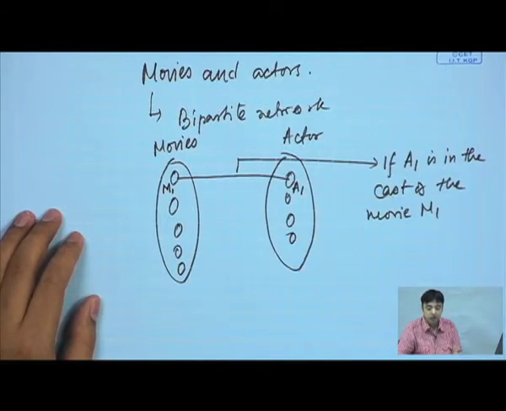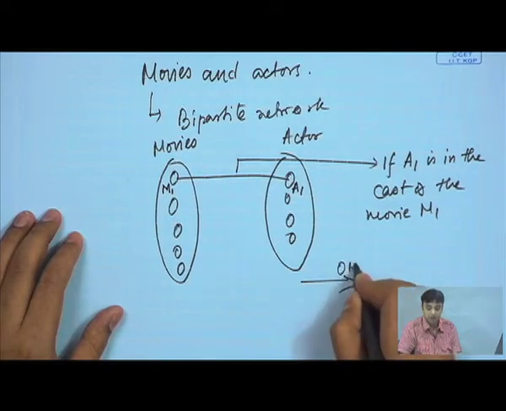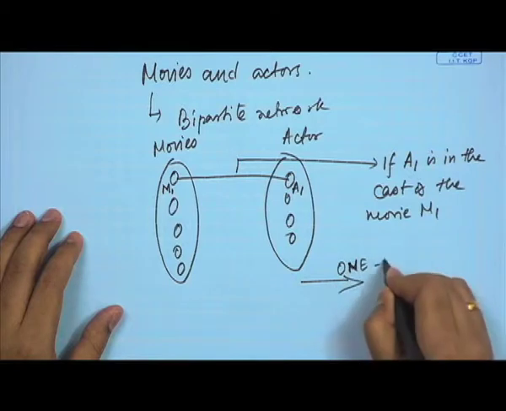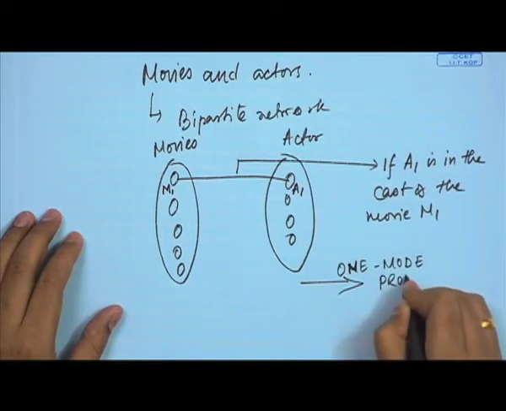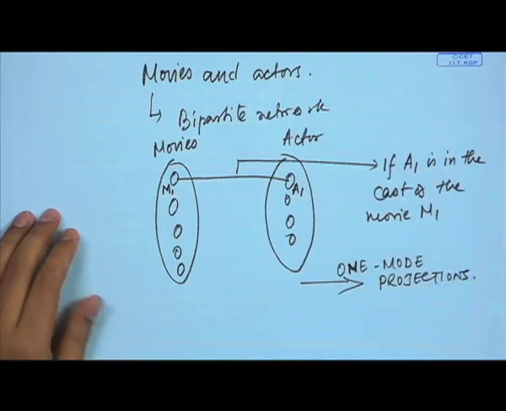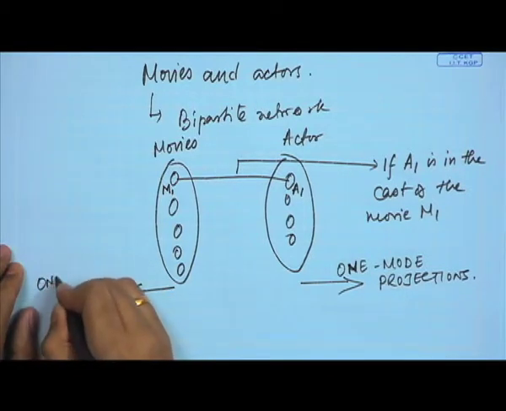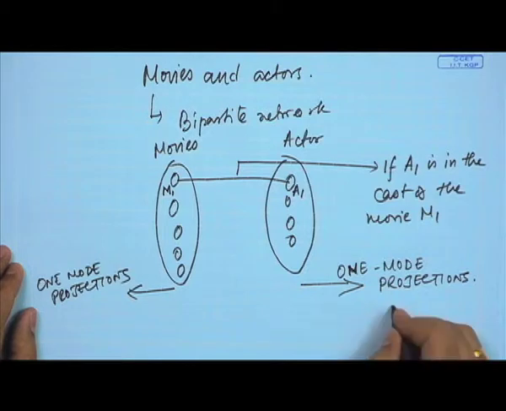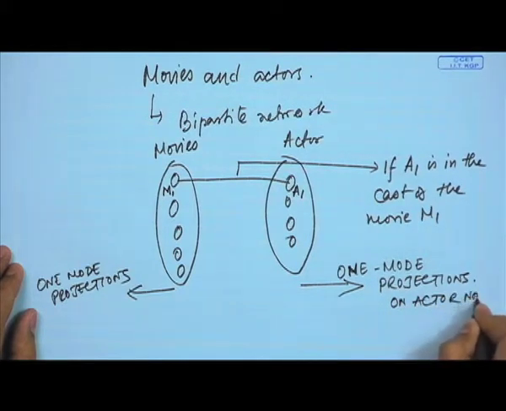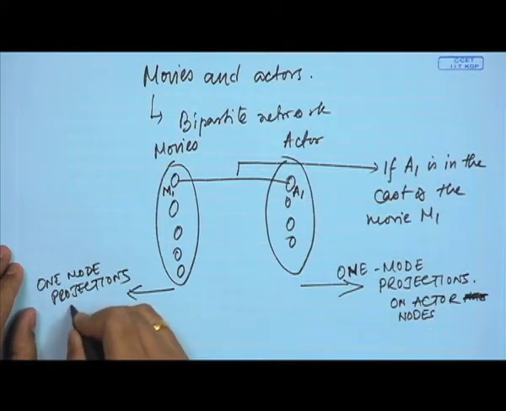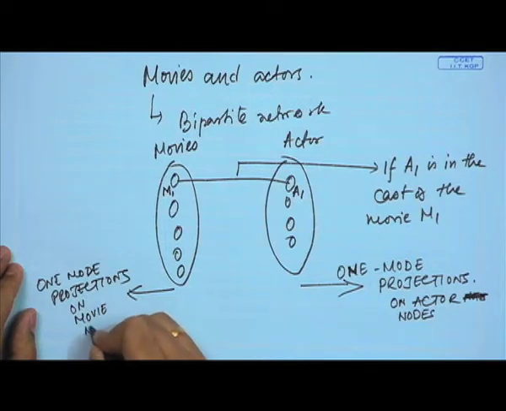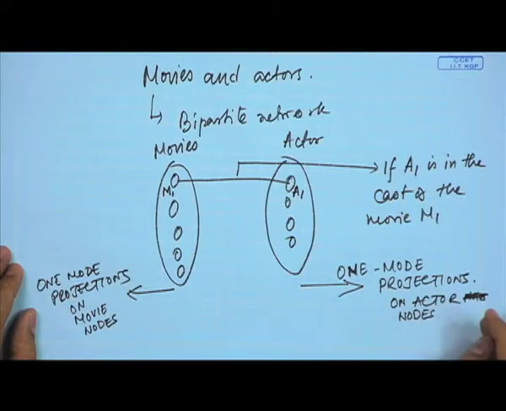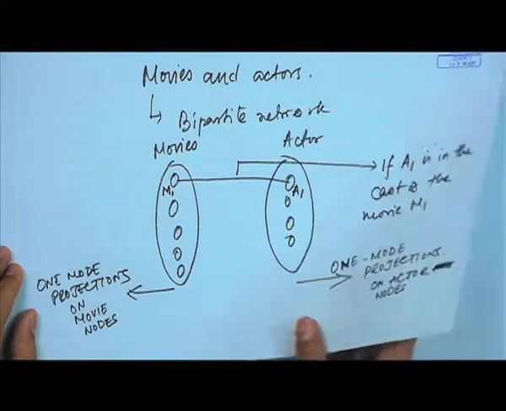Now, from this bipartite network you can construct something called one mode projections. These one mode projections can be done on actor nodes as well as on movie nodes. So, what do you do in drawing the one mode projection? Let us try to define that in the next part.